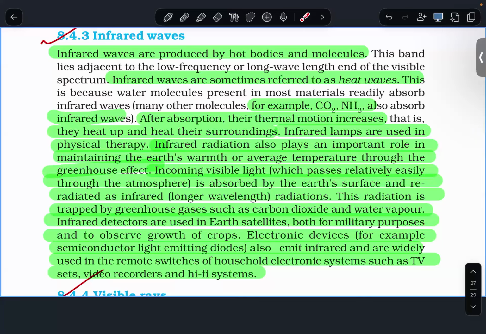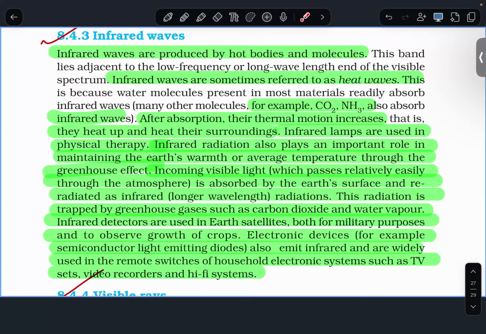This is next to the low frequency or long wavelength end of the visible spectrum. They are also called heat waves. Water molecules present in most materials readily absorb infrared radiation. For example, carbon dioxide and NH3 also absorb infrared. After absorption, their thermal motion increases, that is, they heat up and heat their surroundings. Infrared lamps are used in physiotherapy.